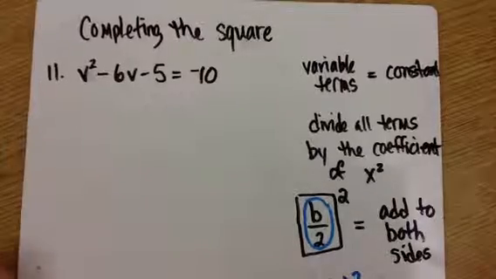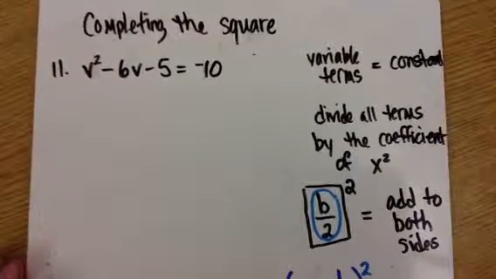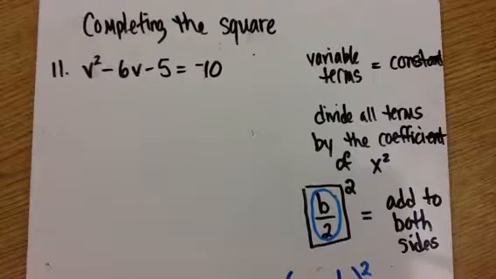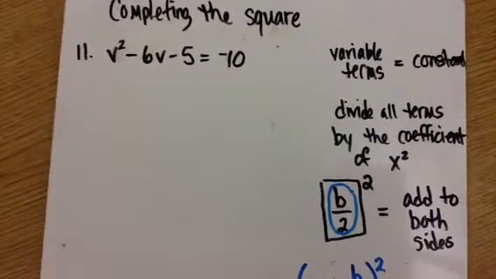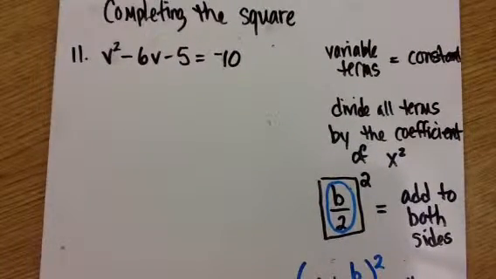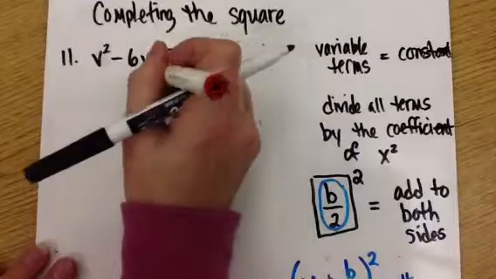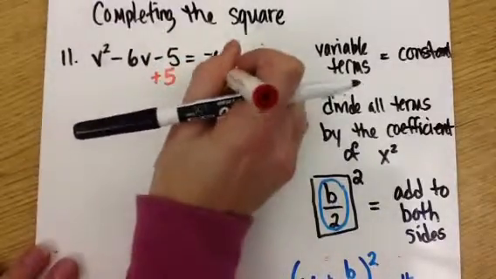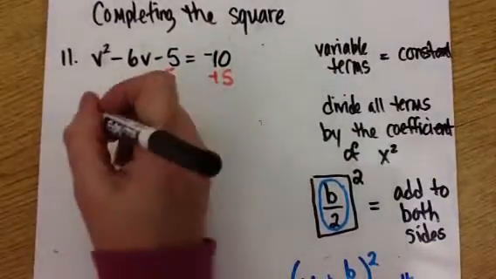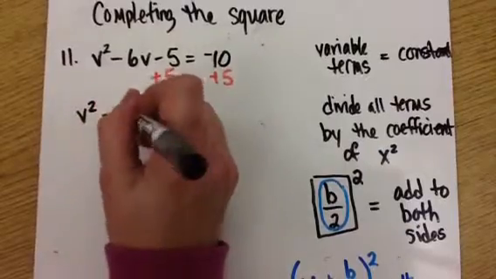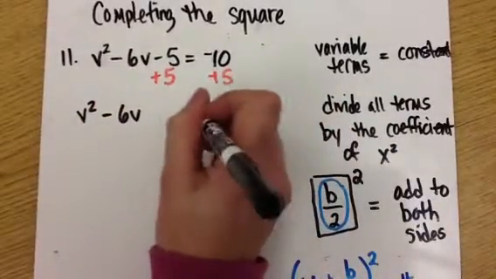We have a couple more examples to look at for solving a quadratic equation by completing the square. So we'll start with number 11, v squared minus 6v minus 5 equals negative 10. I need to get my variable terms to one side and my constant terms to the other, so I will add this 5 over. So now I have v squared minus 6v equals 5.